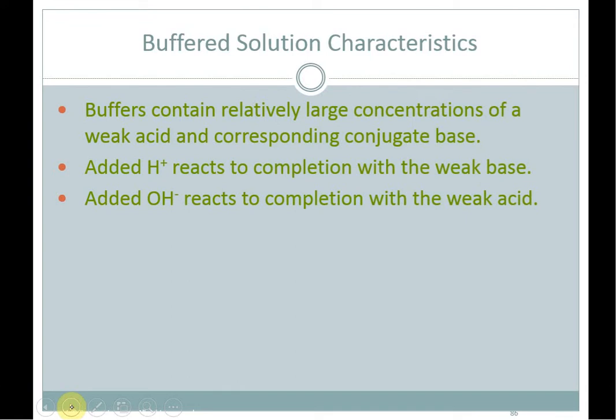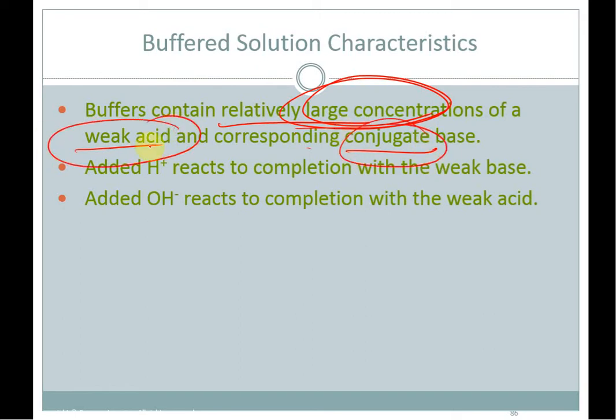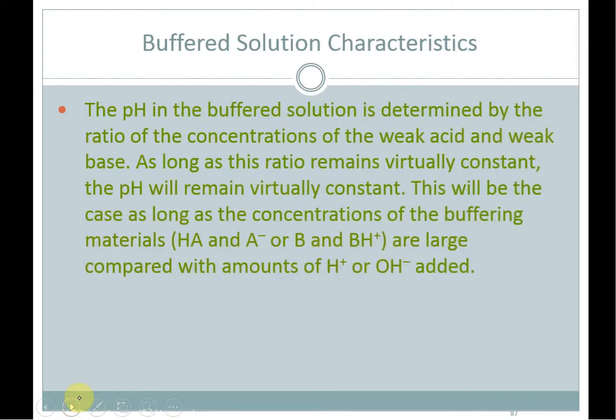Now, to have a really good buffer, you need large concentrations of your weak acid and its conjugate. Really, these are the two things. You want large concentration of your weak acid and its conjugate, and you want relatively equal amounts of your weak acid and its conjugate. Now, to find the pH, it's going to all come down to that ratio between your weak acid and its conjugate base in that equation.